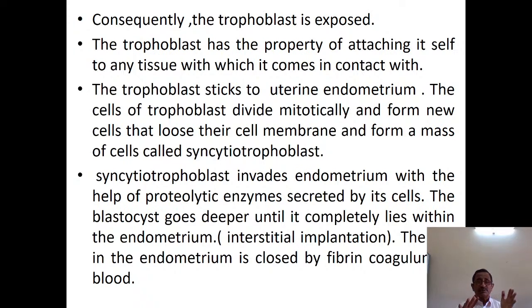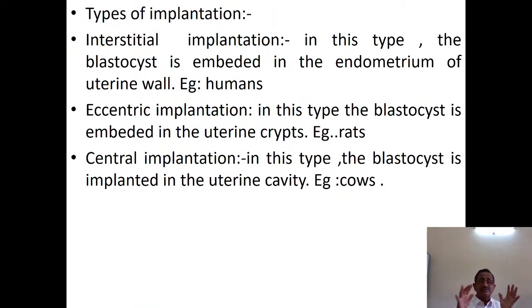Now the trophoblast cells are exposed to the uterine endometrium so that they can stick to it, and from there these trophoblasts divide mitotically, forming syncytial trophoblast. This syncytial trophoblast invades the endometrium with the help of proteolytic enzymes secreted by its cells. The blastocyst goes deep until it lies completely within the endometrium. The gap in the endometrium is closed by a fibrocoagulum of the blood. So now it has completely dug into the endometrium.